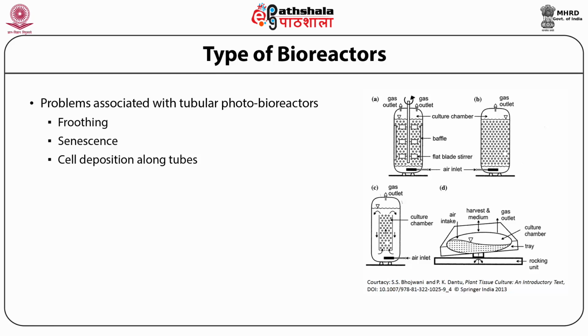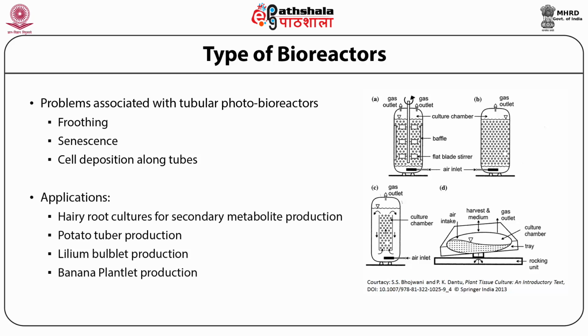Bioreactors have been designed for large-scale culture of organized structures as well, such as hairy root culture for production of secondary metabolites, potato tuber production, bulblet production in lilium, plantlet production in banana. I'd also like to mention that for plants produced in photobioreactors, because there is less handling by human beings, you can maintain them for a long time, and the plantlet cost gets reduced.